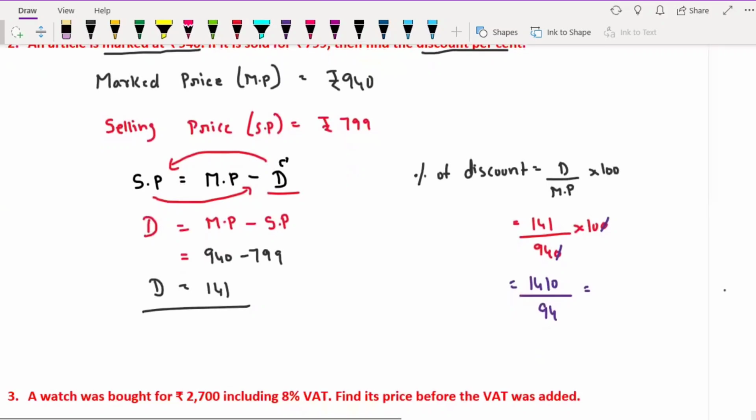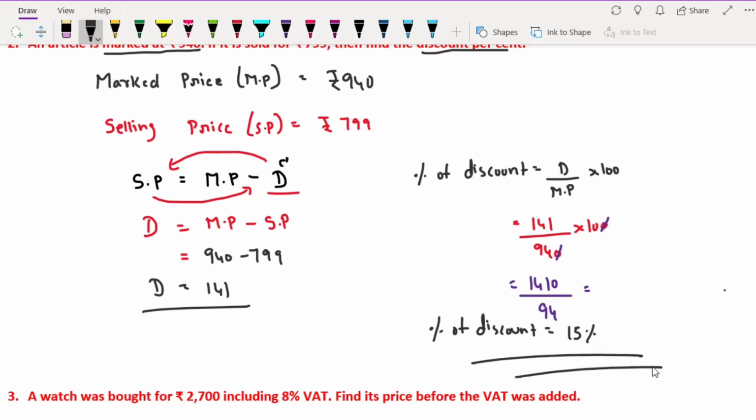So 1410 divided by 94. We got the percentage as how much? 15. So percentage of discount, how much did we get here? 15%.